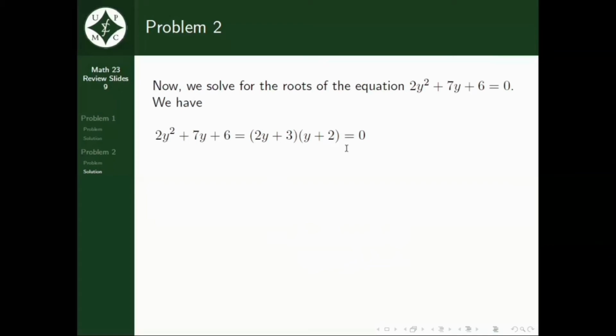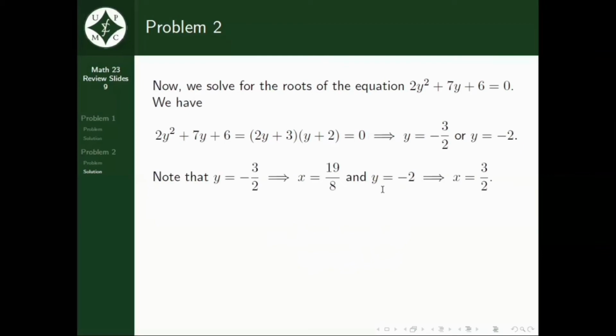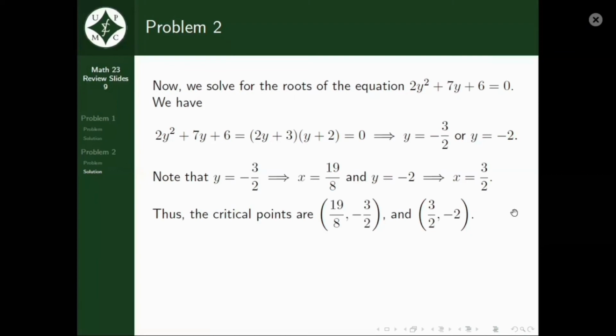Now, from there, we can say that y is equal to negative 3 halves or y is equal to negative 2. Note that if y is equal to negative 3 halves, this means that x is equal to 19 over 8. And whenever y is equal to negative 2, x is equal to 3 halves. So, the critical points are 19 over 8, negative 3 halves, and 3 halves, negative 2.